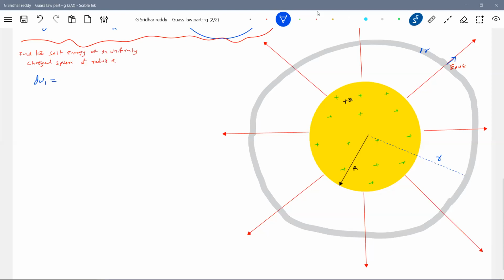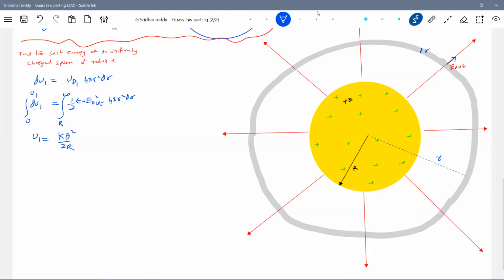What should be the energy density formula? Energy density into volume of that, 4 pi r square dr. What is energy density? Half epsilon naught E out whole square into 4 pi r square dr. If I integrate this from capital R to infinity, this is similar to kq square by 2R only. Am I right?